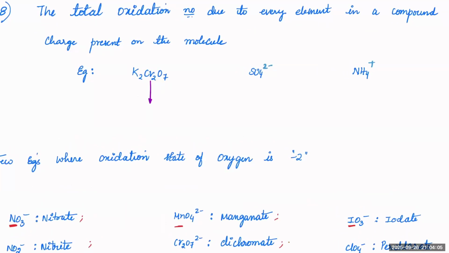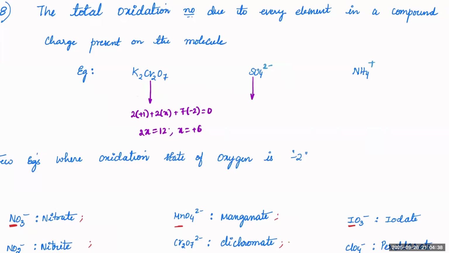Imagine I want to get the charge on chromium. So what will I do? There are two potassiums with +1 charge, plus there are two chromiums with X charge, plus there are 7 oxygens with -2 charge, and that should be equal to 0. Correct? So 2X is equal to 12, and X is equal to +6. So the oxidation state of chromium is +6 in this case.